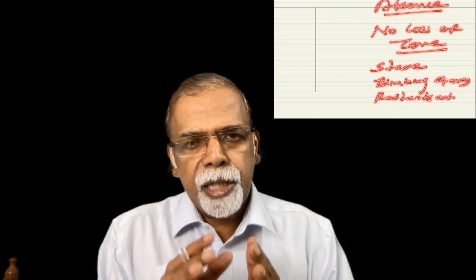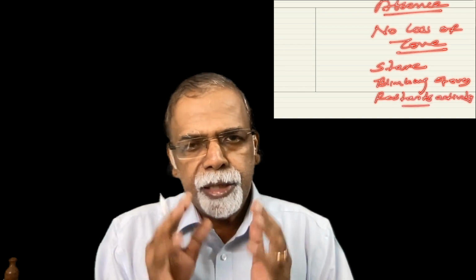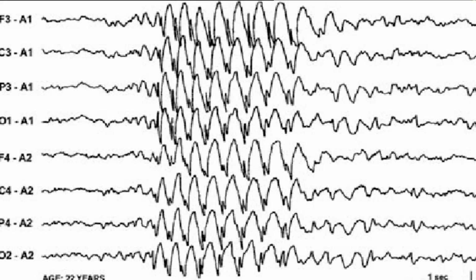And in absent seizure, the electrical activity or the EEG shows 3 per second spike and wave discharges. That is a characteristic bilateral symmetrical 3 per second spike and wave discharge. That is a characteristic abnormality that you get in petit mal seizure.